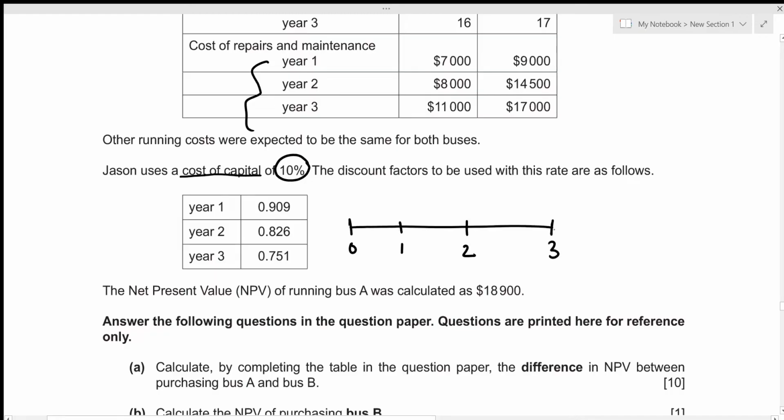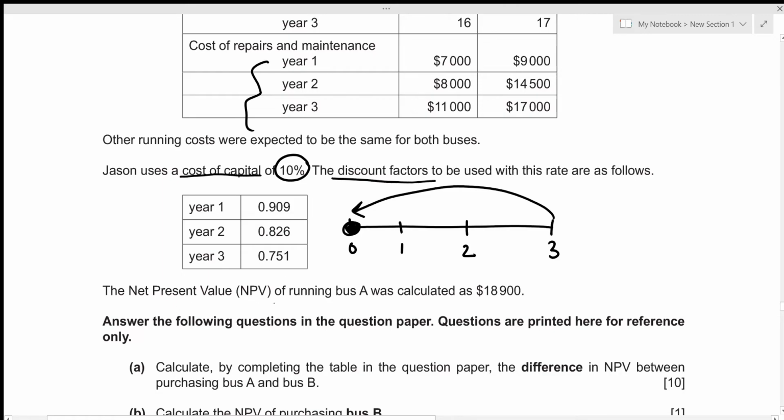Since we are considering the cash flows for these 3 years, and we are about to compare these two buses, we need to bring these cash flows to the current time, which is time 0. And in order to do so, we will apply the discount factors. So the discount factors we use will be at the rate of 10%. The rate is already given. So for year 1, that's 0.909. For year 2, that's 0.826. For year 3, that's 0.751.